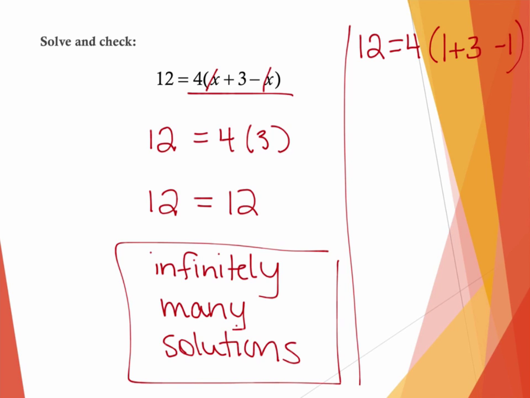I would start with the parentheses. 1 plus 3 is 4. 4 minus 1 is 3. So no matter what, I'm going to get 4 times 3 on the right-hand side, which gives me 12 equals 12.